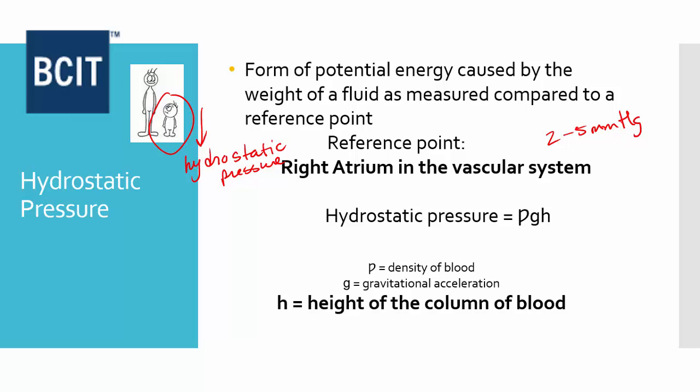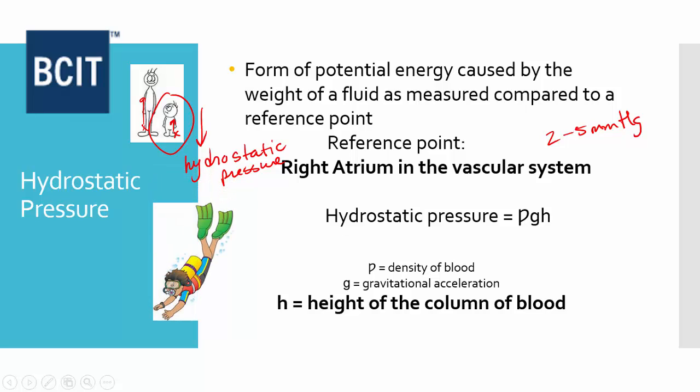Hydrostatic pressure is defined as the density of blood times gravitational acceleration times the height of the column of blood. The height of the column of blood is what we're concerned about. So if we look up in the corner here, this little fellow is going to have less hydrostatic pressure. His venous blood has less distance to travel back to his heart than somebody that's actually taller. So there's a greater distance between the ankle and right atrium on somebody that's taller.